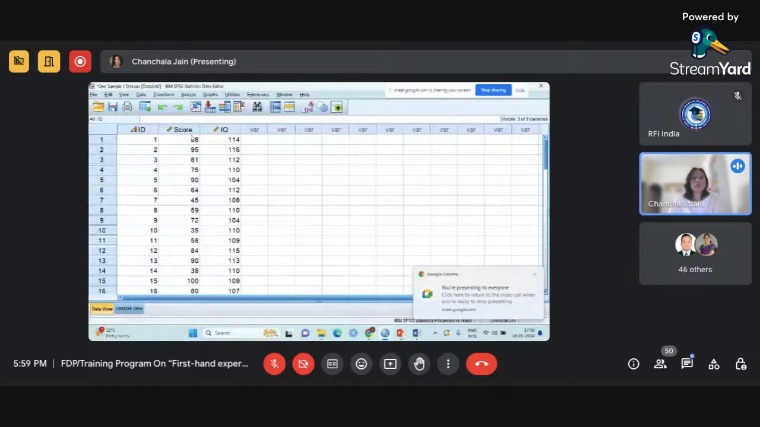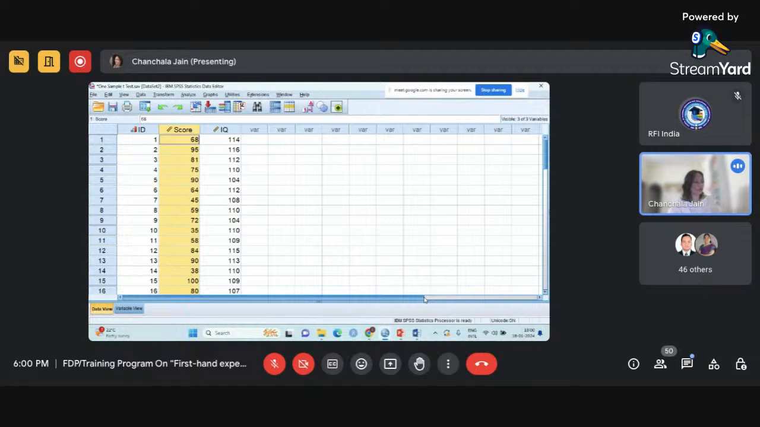So now, suppose I'm talking about the score variable. Again, I repeat the same thing: as we are talking about the one sample t-test, we are considering only one variable. Although I have given you two variables, the purpose of giving two variables is that for score I will check the one sample t-test for you, and for IQ you need to apply the one sample t-test, right?